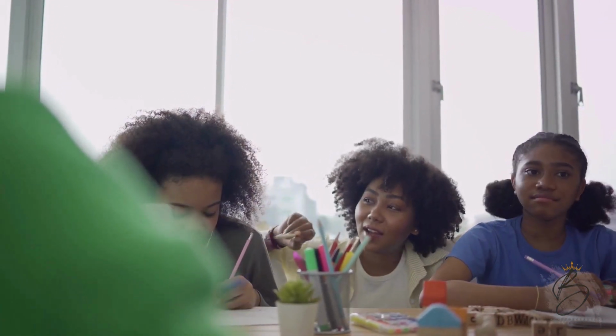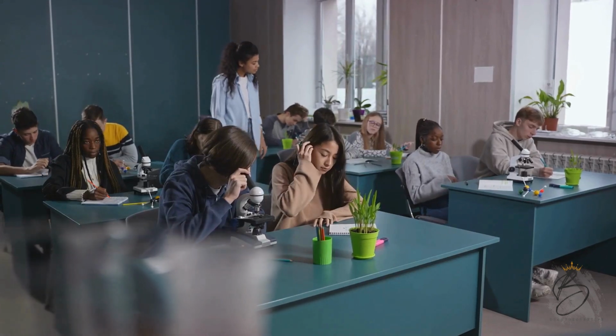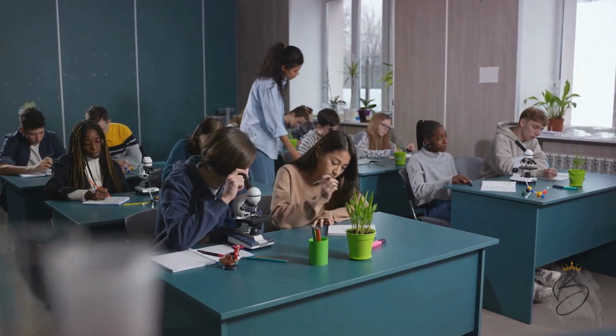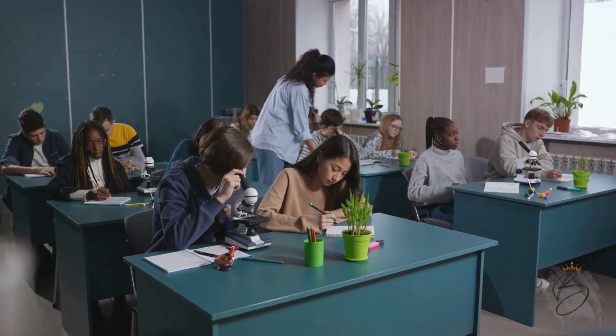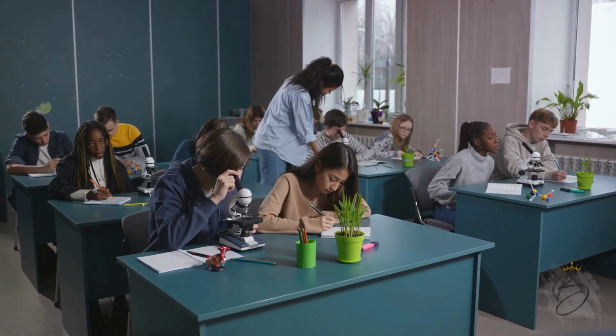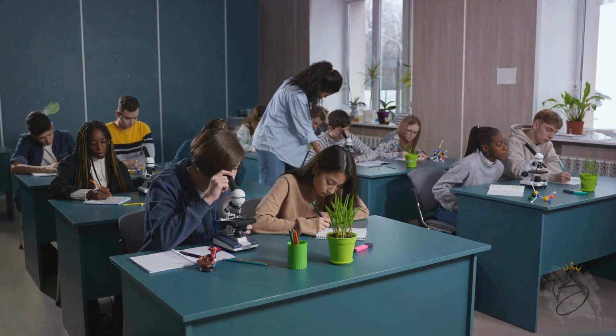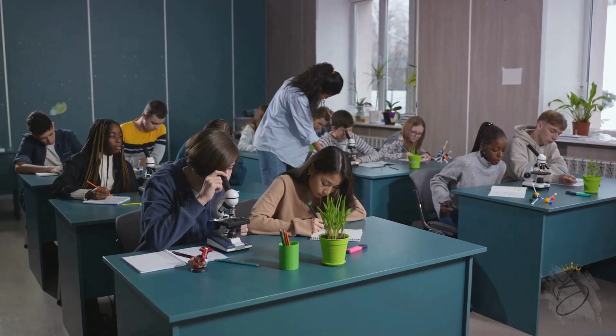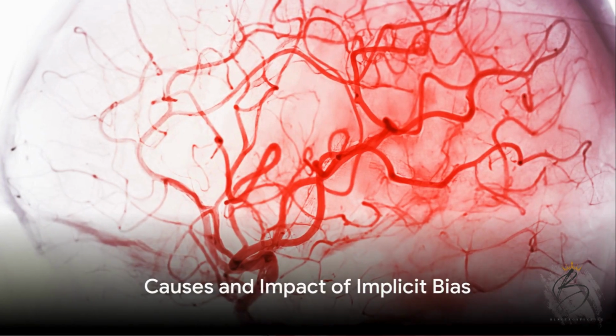Implicit bias can span across various dimensions, including race, age, weight, disability status, and more. For instance, a teacher may unconsciously expect less from students of a certain racial or ethnic group, thereby influencing their teaching methods and grading. So why does this happen?